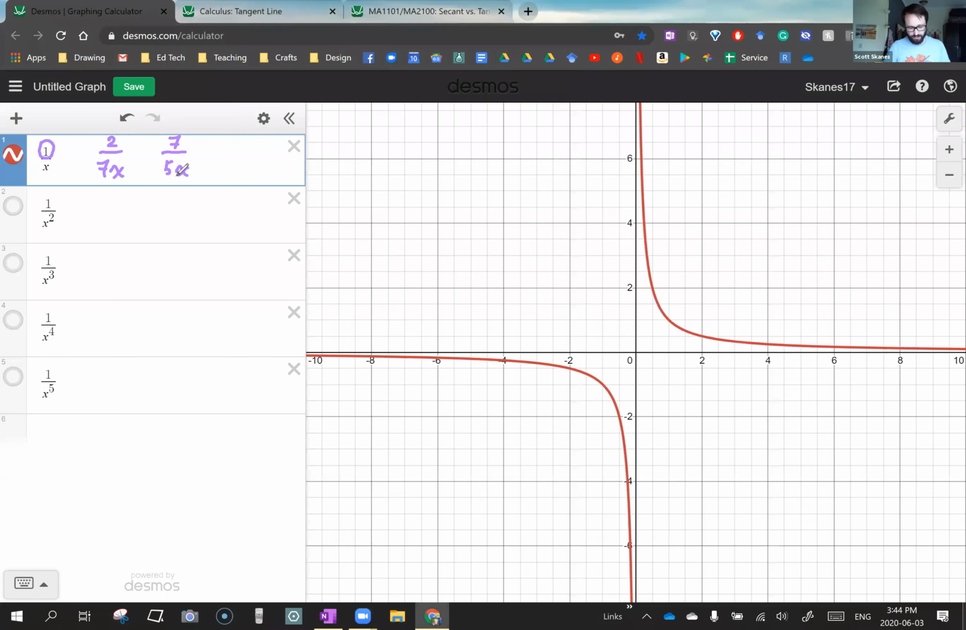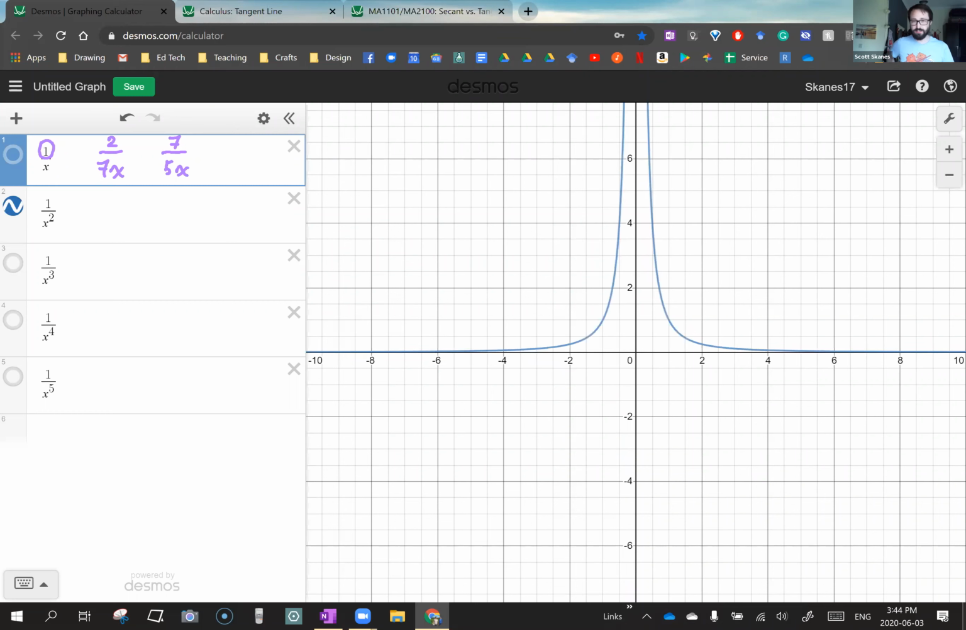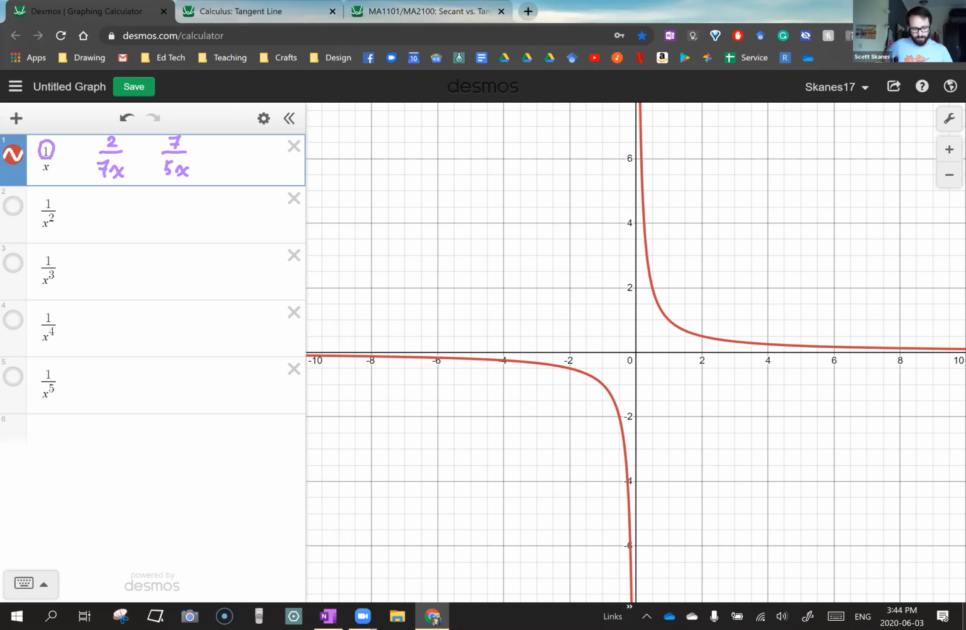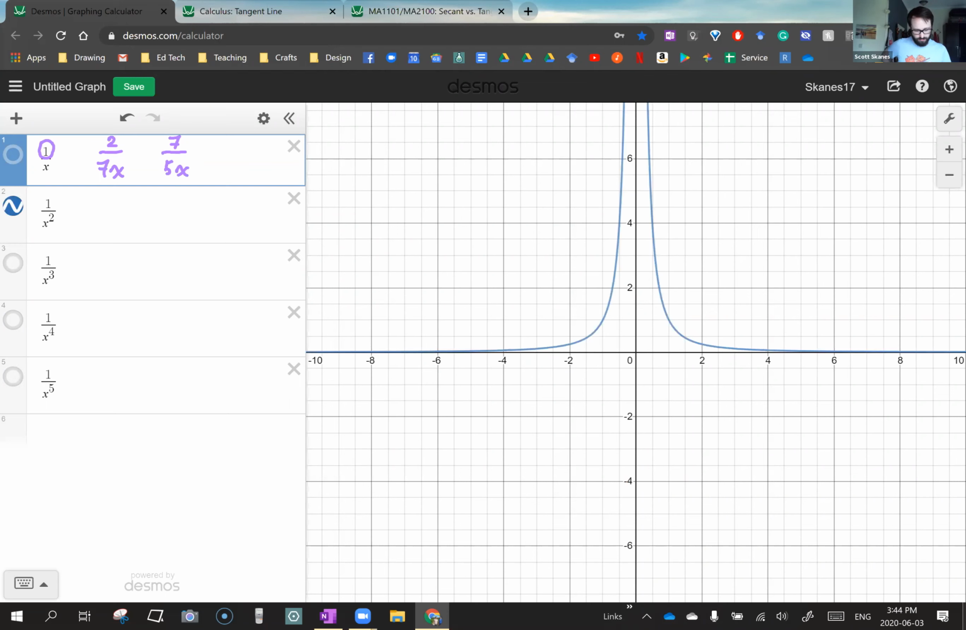It's always going to look like this. So 1 over plus or minus anything with x looks like this. If you have x squared on the bottom, it looks like this. In fact, any even power looks like that. So what I'm trying to say is that if you have 1 over x to the power of an odd number, it'll look like this. If you have 1 over x to the power of an even number, it'll look like this.